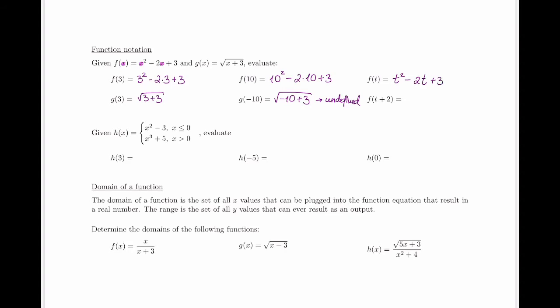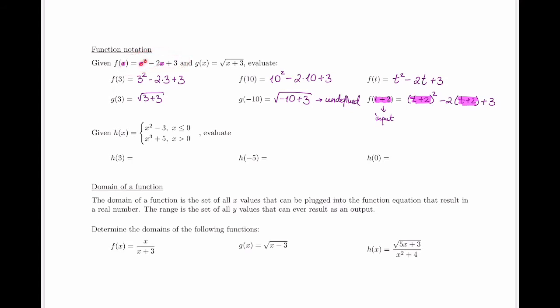Okay, and similar for the next one. F of t plus 2 means that my new input is t plus 2. This is my entire new input. So this whole thing has to replace x at every occurrence of x in my function notation. So this will then be (t plus 2) squared minus 2 times (t plus 2) plus 3. Okay, so again, if you highlight this throughout, you will notice that it's the exact same structure as f had in the first place.